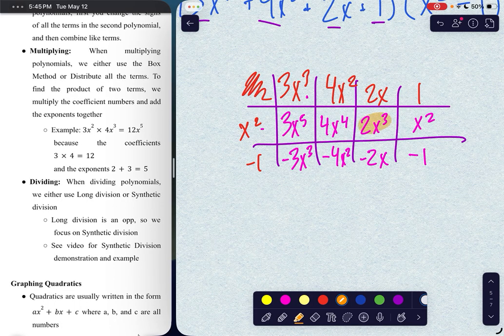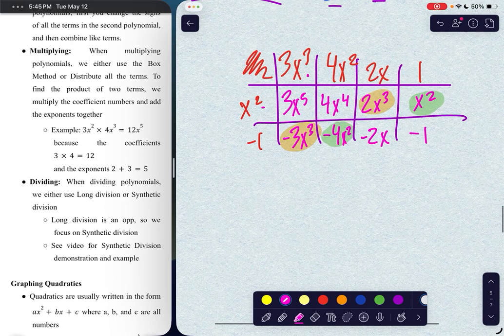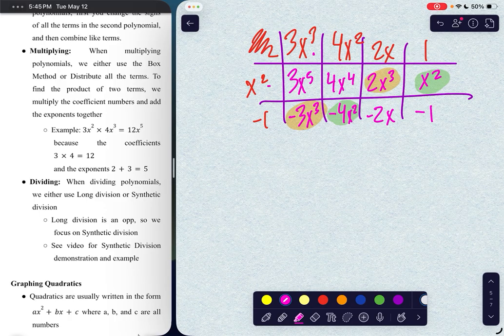I have an x to the 3 here, an x to the 3 here, and I have an x squared here and an x squared here. So what I would do here, personally, and you can write out all your terms and then combine them, but from here I do it in mental math. So I circle my like terms, and I'm going to do that in my head and then just write out my answer in standard form.